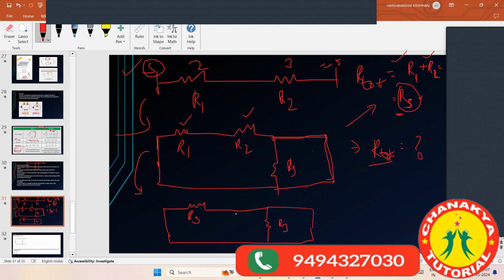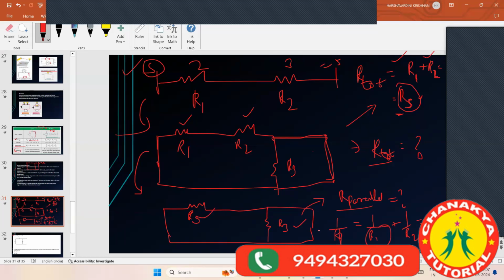Now it is still a parallel connection, correct? Yes. So now I have to find R parallel. What is the formula for finding resistance in parallel circuits? Ma'am, 1 by R parallel is equal to 1 by R1 plus 1 by R2. Right? Correct. Instead of R1, I'll put RS. Instead of R2, I'll put R3. That's it.